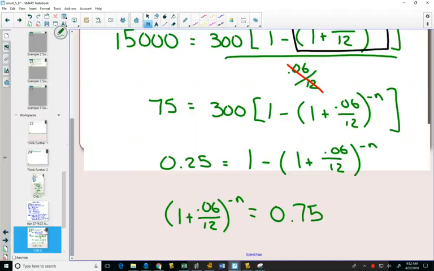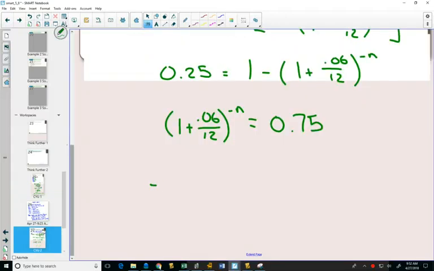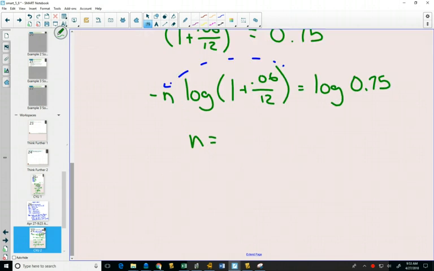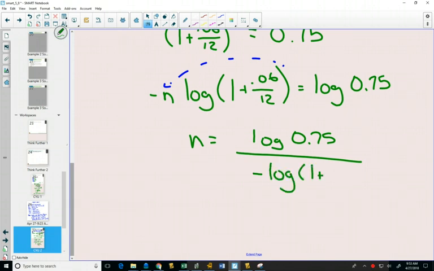So what does that do? Well, that will bring that exponent of negative n out in front. And now I can get n by itself by dividing by negative log 1 plus 0.06 divided by 12.